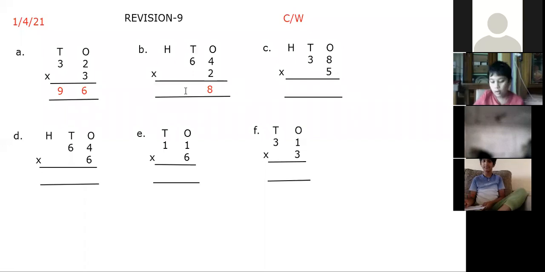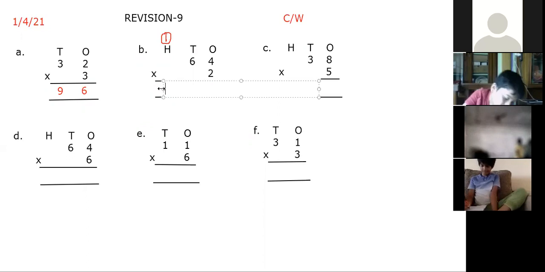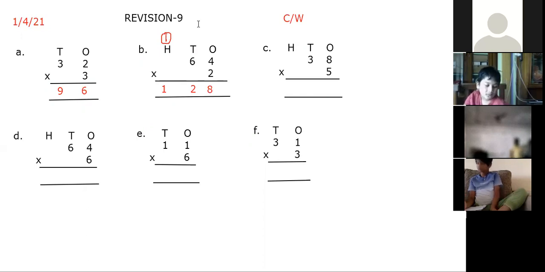12, ma'am. Yes. So here what we will do, we will write 2 in tens place and 1 will go as carry over in hundreds place. And then we will write this 1 in hundreds place, because in hundreds place we don't have any other number. So we will write this 1 in hundreds place as it is. Now what is the answer? 128, ma'am. Yes, good. So the answer is 128.